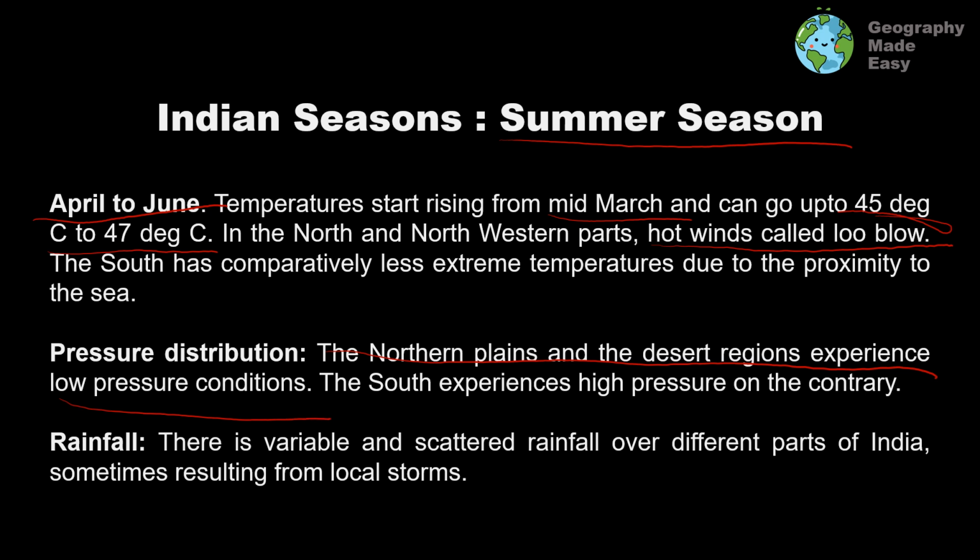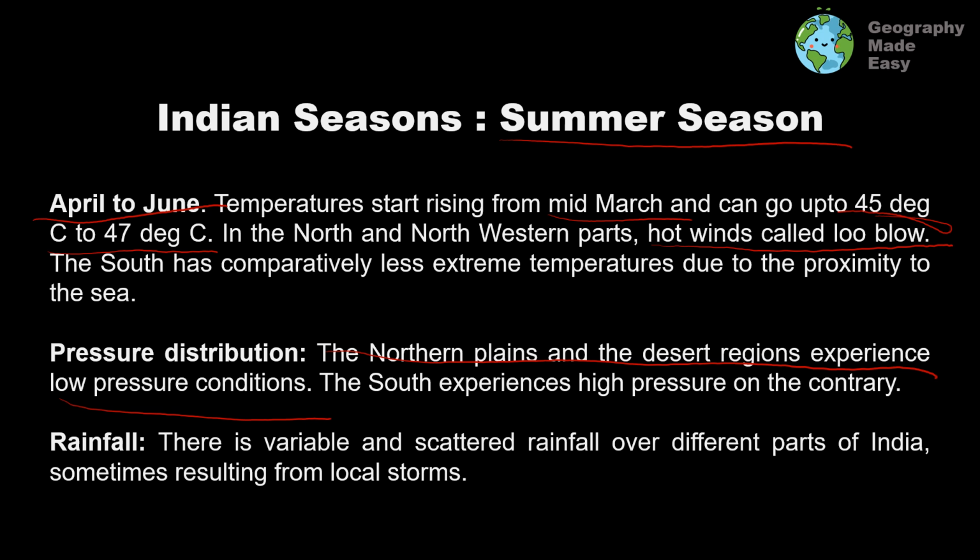If you look at the pressure distribution, the northern plains and the desert regions experience low pressure conditions. So during the summer months, we see the pressure conditions slowly starting to reverse, and we see the entire setting for the northwest monsoons to come into the subcontinent getting formed in the summer months. The temperature and pressure conditions required for the monsoon to set in begin to get ready from the summer season.